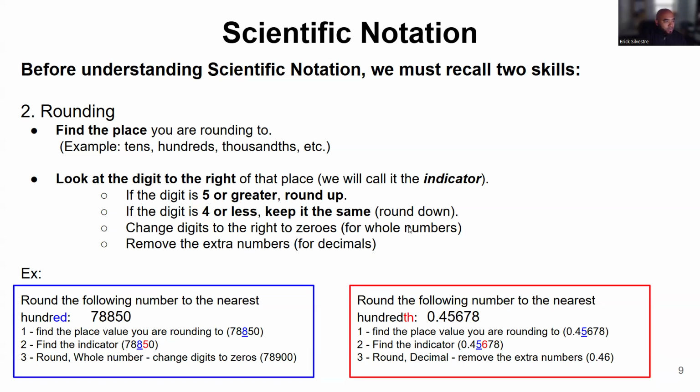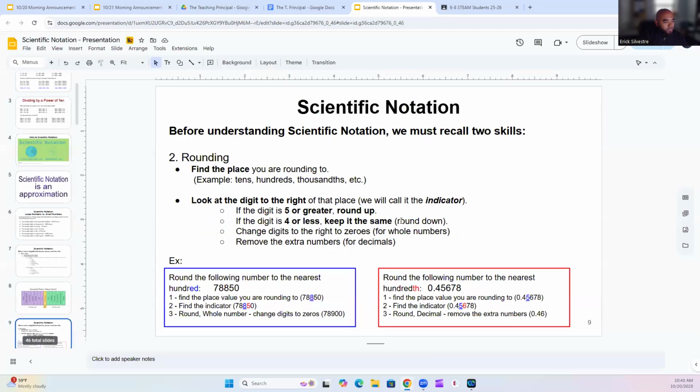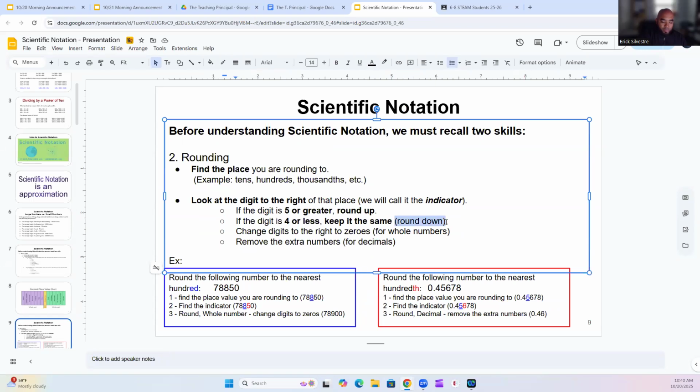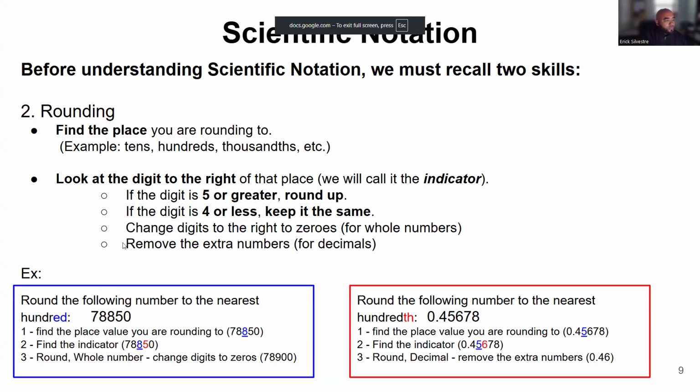Okay, this is incorrect. You do not round down. I don't know what's that here. Apologize for that. All right.